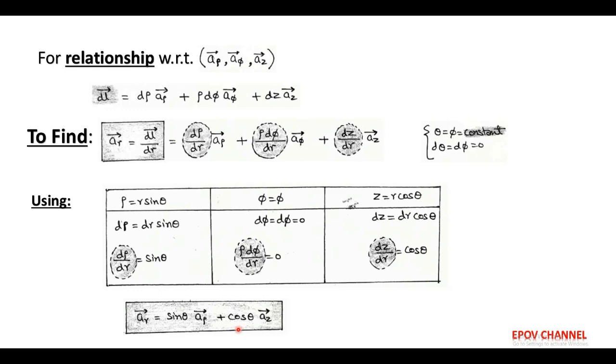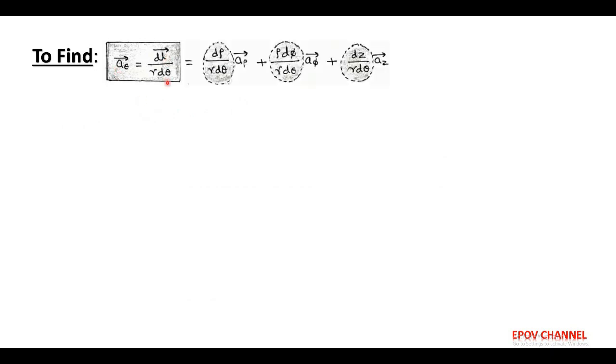This process is again used to find unit vector theta and unit vector phi. So first, to find unit vector theta, which equals dl vector upon r d theta, taking r and phi as constant, and after putting dl vector of the cylindrical coordinate system, we get unit vector theta equals d rho upon r d theta unit vector rho plus rho d phi upon r d theta unit vector phi plus dz upon r d theta unit vector z. After this, we have to find d rho upon r d theta, rho d phi upon r d theta, and dz upon r d theta.